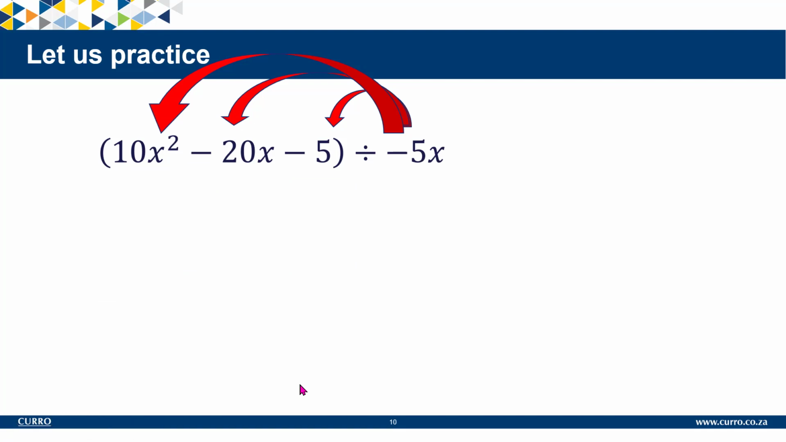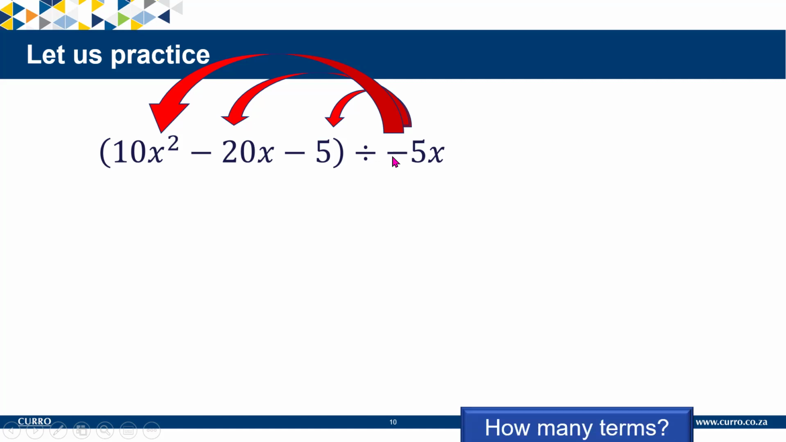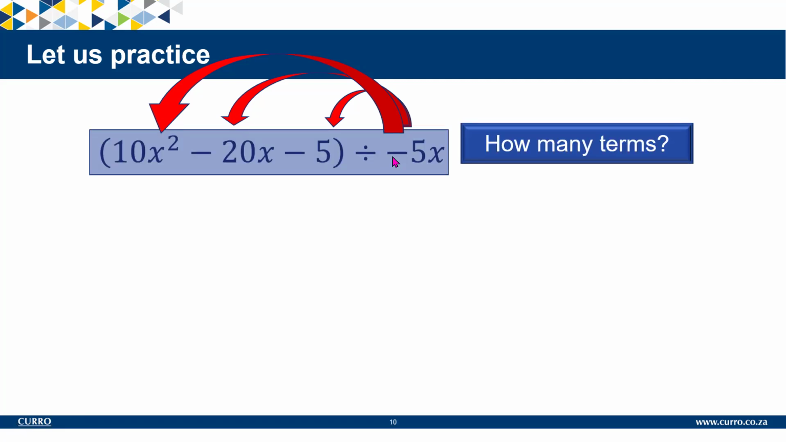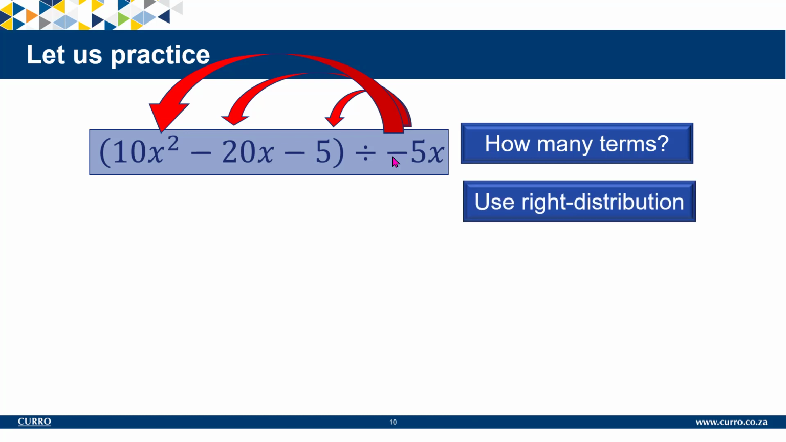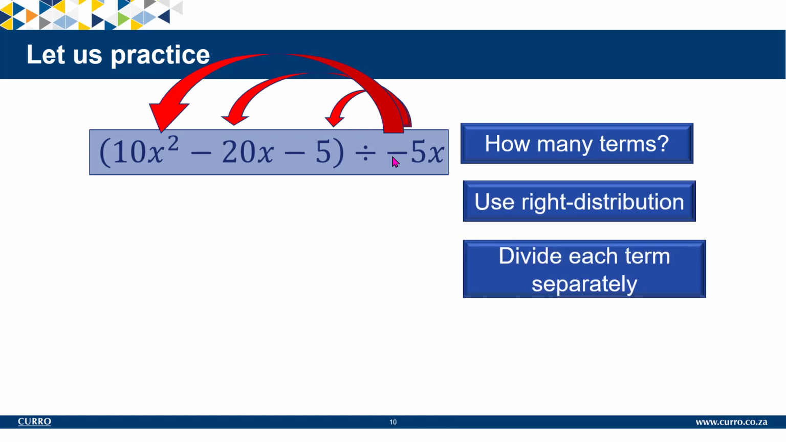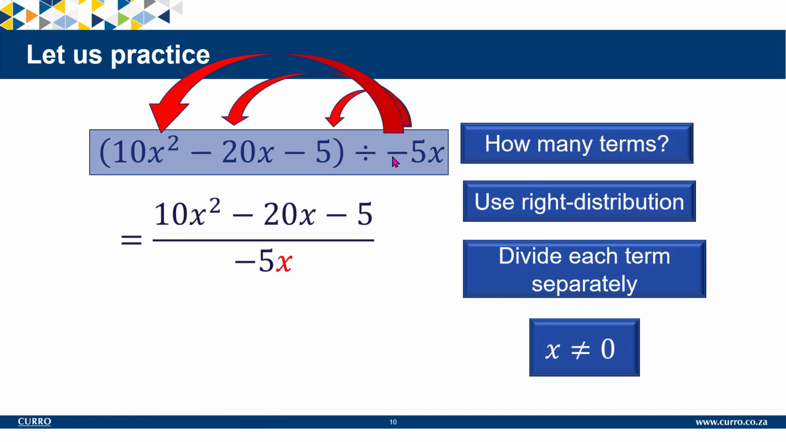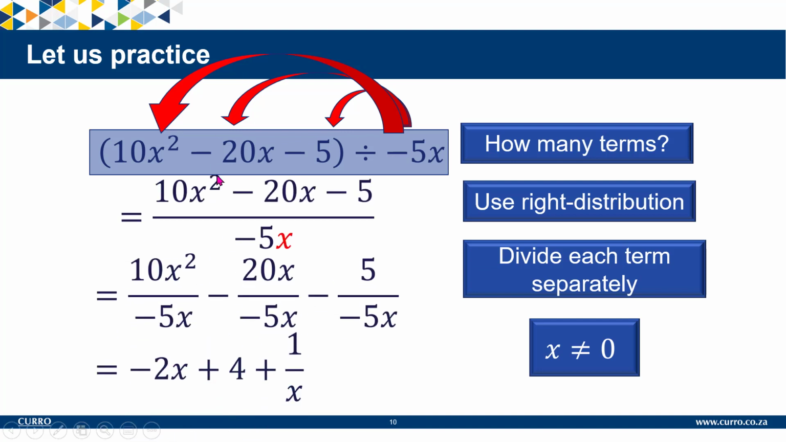Let's level up. How's this one different to the previous one? There's a negative. How's that going to change this problem? How many terms? There's still 1 term. We'll use right distribution again. We'll divide each term separately, but we'll be careful of the signs, and x cannot be 0. So let's do this. 10 divided by 5 is 2, but 10 divided by negative 5 is negative 2. Remember again, laws of exponents for your x.